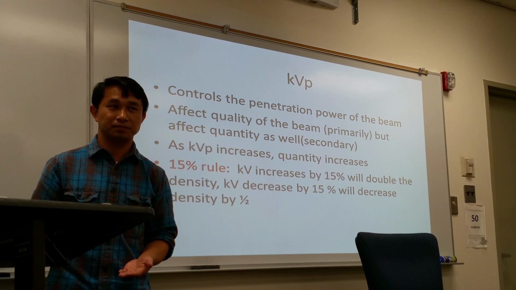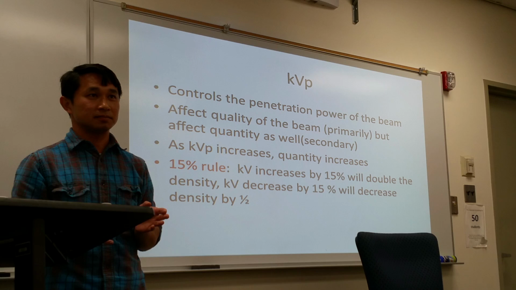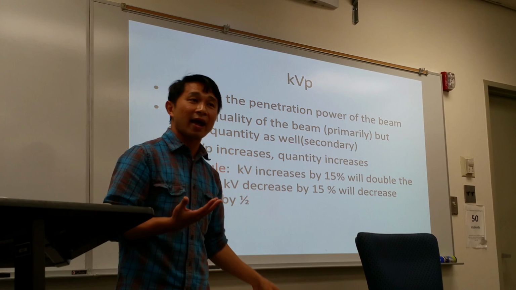The 15% rule states that increasing kV by just 15% will actually cause a doubling in the radiographic density of the overall radiograph film. Decreasing kV by 15% will then also cut radiographic density by half. So even though it's a secondary factor, it plays a very great influence in terms of affecting our radiographic density.